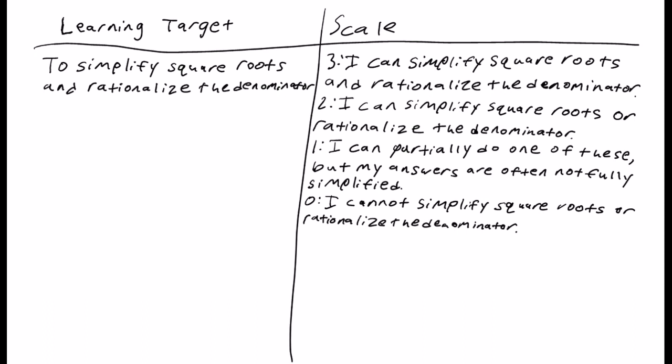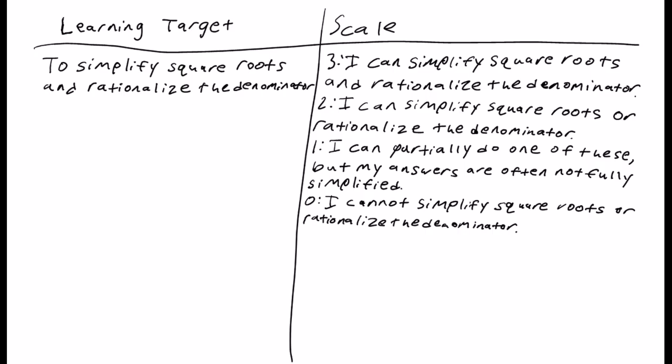For your scale, for a 3, you can simplify square roots and rationalize the denominator. 2, you can simplify square roots or rationalize the denominator, but not both. 1, you can partially do one of these, but your answers are often not fully simplified. So you'll simplify it a little bit, or you'll do some of the rationalization, but not simplify it all the way. And 0, you cannot simplify square roots or rationalize the denominator.